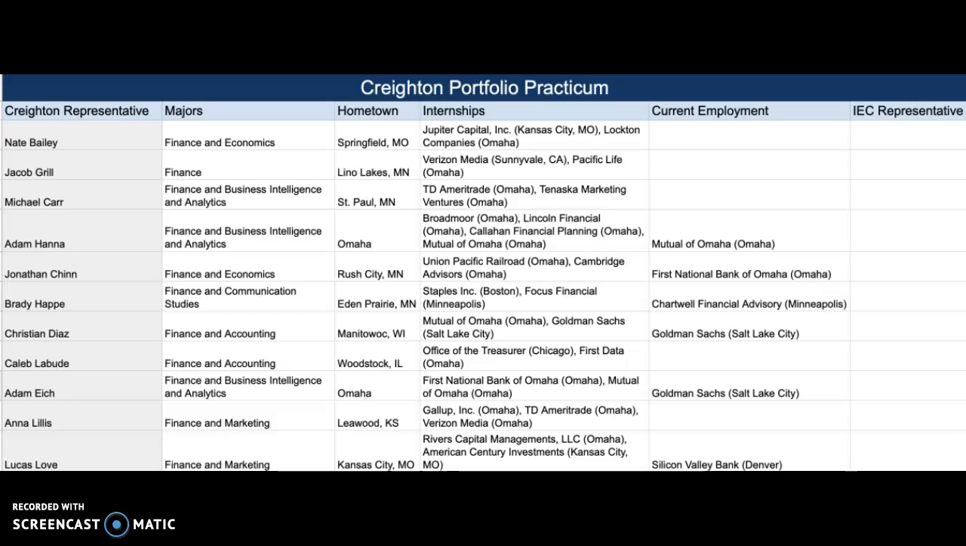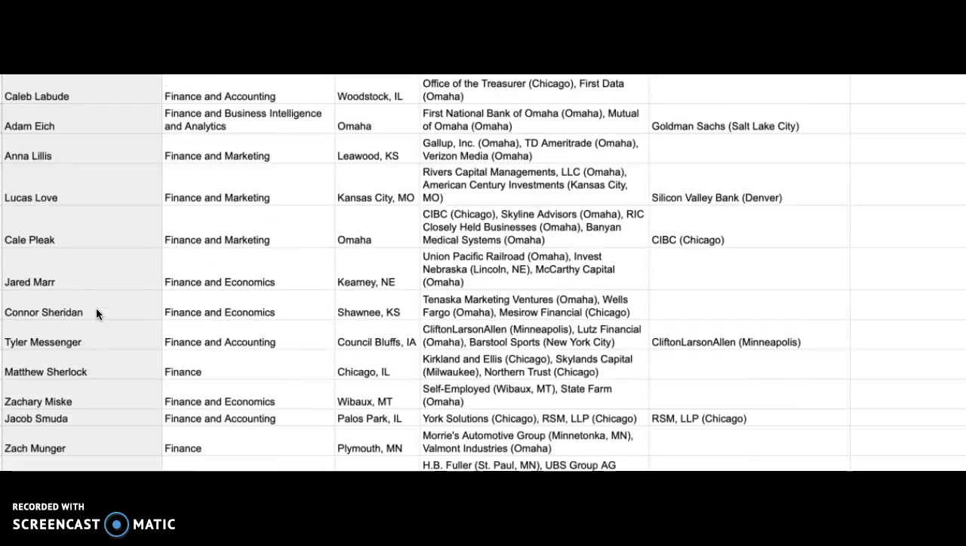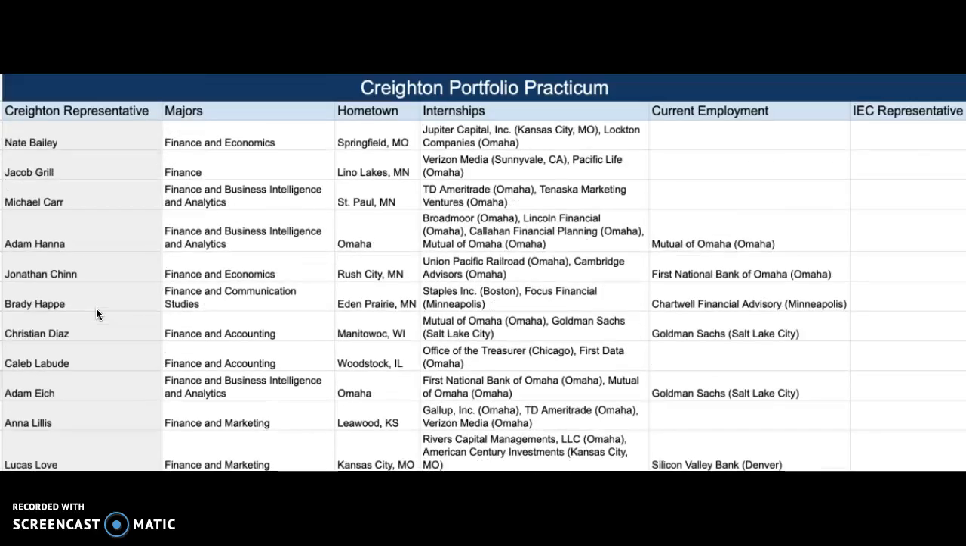I just wanted to kind of navigate you through this Excel document. So this list on the left-hand side under Creighton Representative are all the individuals who are part of the Creighton Portfolio Practicum. It goes down to about 23 people or so. On this list, it shows their majors, hometown, what internships they had, and their current employers if they already graduated and are employed. So really all you guys, what you have to do is super simple.